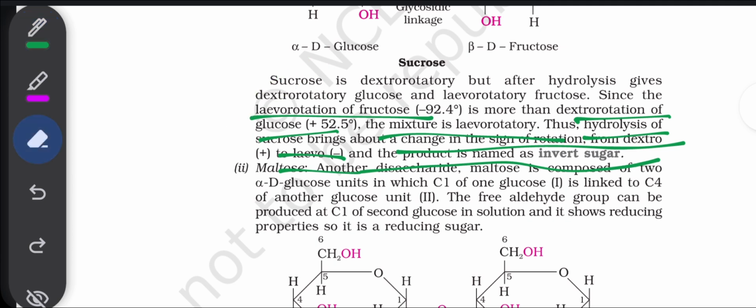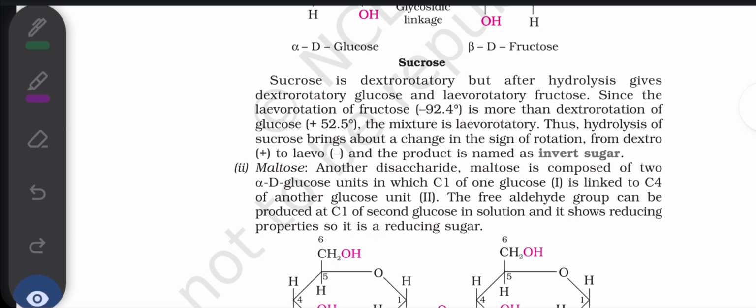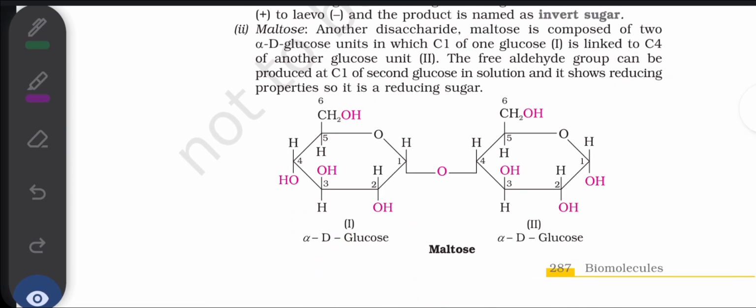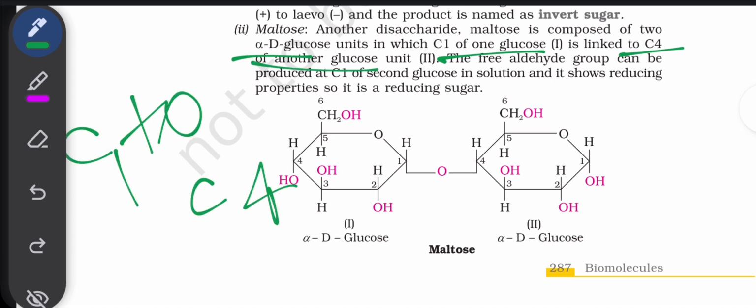Okay. Now maltose is another disaccharide. Maltose is composed of 2 alpha D glucose units, in which C1 of one glucose is linked to the C4 of another glucose. So C1 to C4 linkage is present. C1 of one is linked to C4 of another unit.